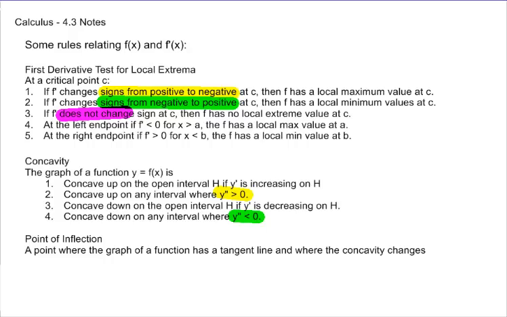And then the last bit for this is the point of inflection. And this is a point on the graph where a function has a tangent line and where the concavity changes. So the biggest part on this, the one that we'll be most interested in, is where the concavity changes from concave up to concave down. That's the biggest one for us, but you can also use it to determine some tangent line information as well. Okay, so the best way to work with this is to just go ahead and start working out some problems using this information.